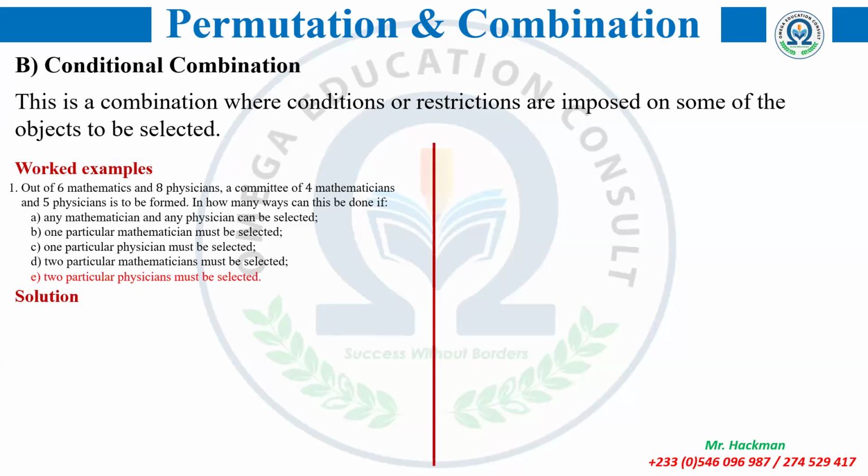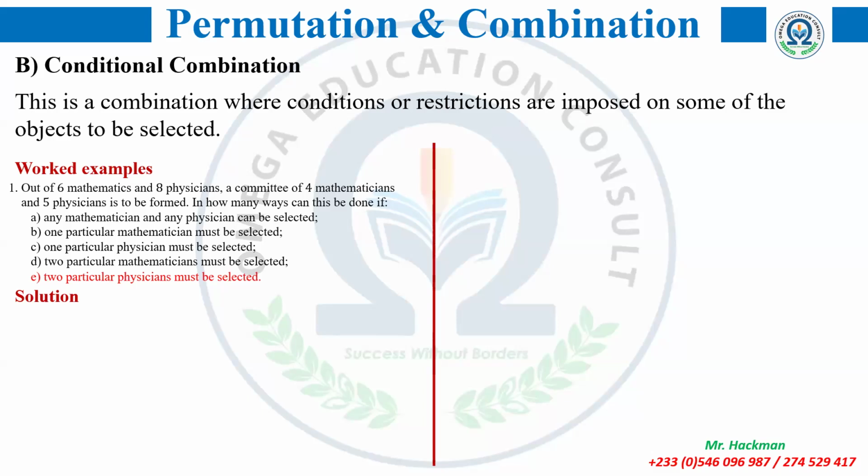Welcome back from the water break. Now we are going to look at the second part of combination, which is conditional combination. Just as the name suggests, here we'll be looking at combination, which is selection, where your selection is based on a condition. So we say that restrictions are imposed on some of the objects to be selected. As simple as that.